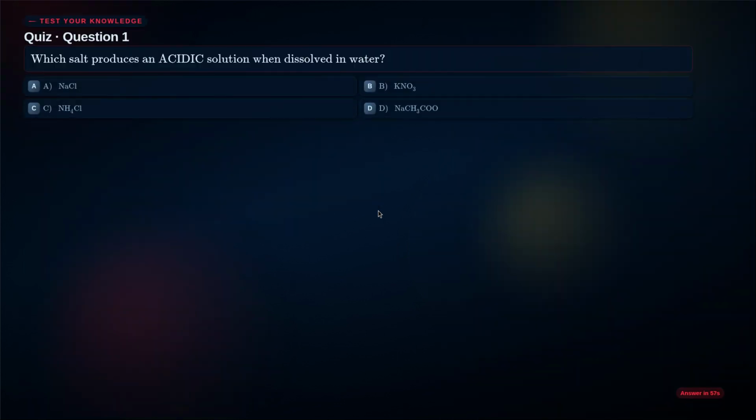Quiz question 1. Which salt produces an acidic solution when dissolved in water? Option A, NaCl. Option B, KNO3. Option C, NH4Cl. Option D, NH3COO-. Take a moment to think about your answer.